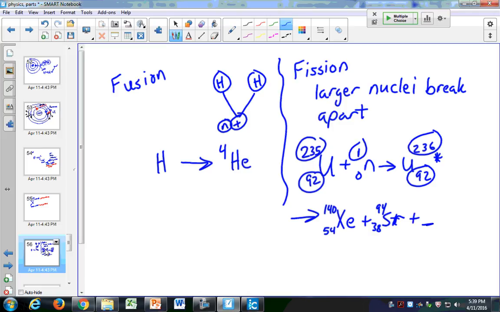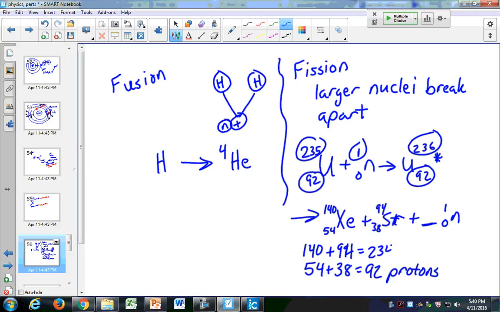And so how many neutrons, I'm going to have some neutrons that are produced by this, how many neutrons will I have left over? Well, if I wanted to know this, I would say, well, I know 54 plus 38. That's what, 84 plus 8, 92 protons. And I have 140 plus 94. What's that? 234? Is that right? 234 protons plus neutrons. All right?